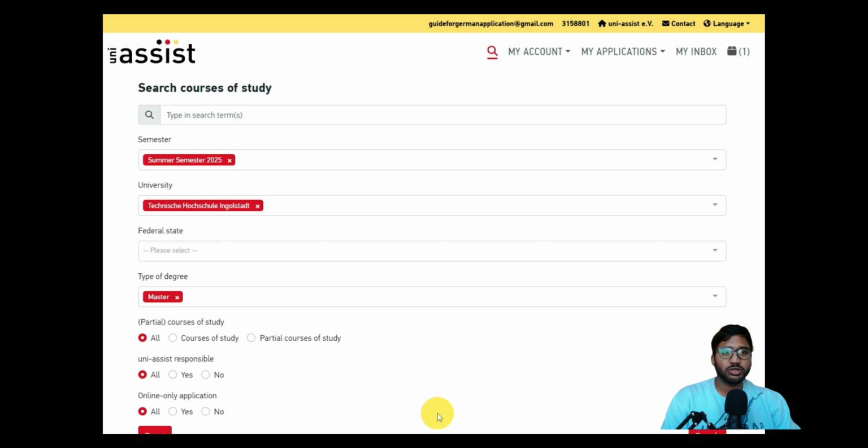After the VPD process, we have to go back to the Technical Hochschule Ingolstadt web page. Then there we will put the VPD and submit the application.